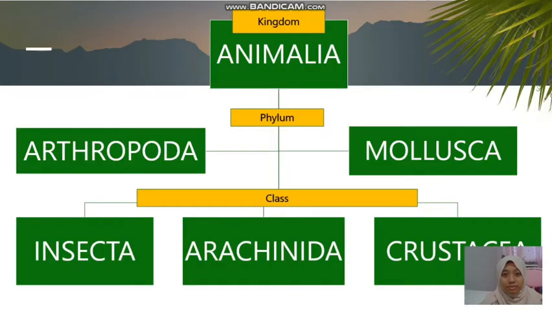This is the summary. Animals are under kingdom Animalia. For the phylum, there are two phyla of animals that don't have a backbone, which are Arthropoda and also Mollusca. Then Arthropoda has three classes: Insecta, Arachnida, and Crustacea.